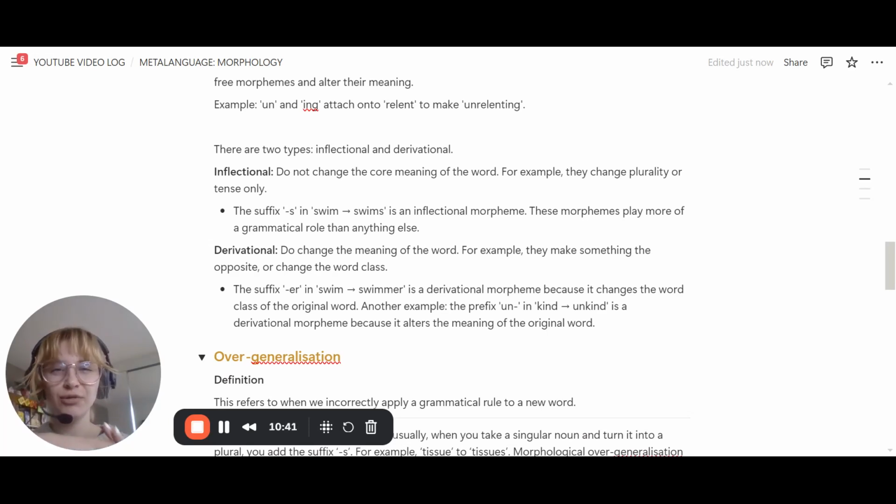Even though you're still talking about swimming, for example, if you take swim and add the suffix and make swimmer, even though you're still talking about swimming, you've created a new word class. You've created the noun of the person doing the verb. So that's derivational. Come back to this. It's pretty complicated. Go over it a few times, but you'll get it.